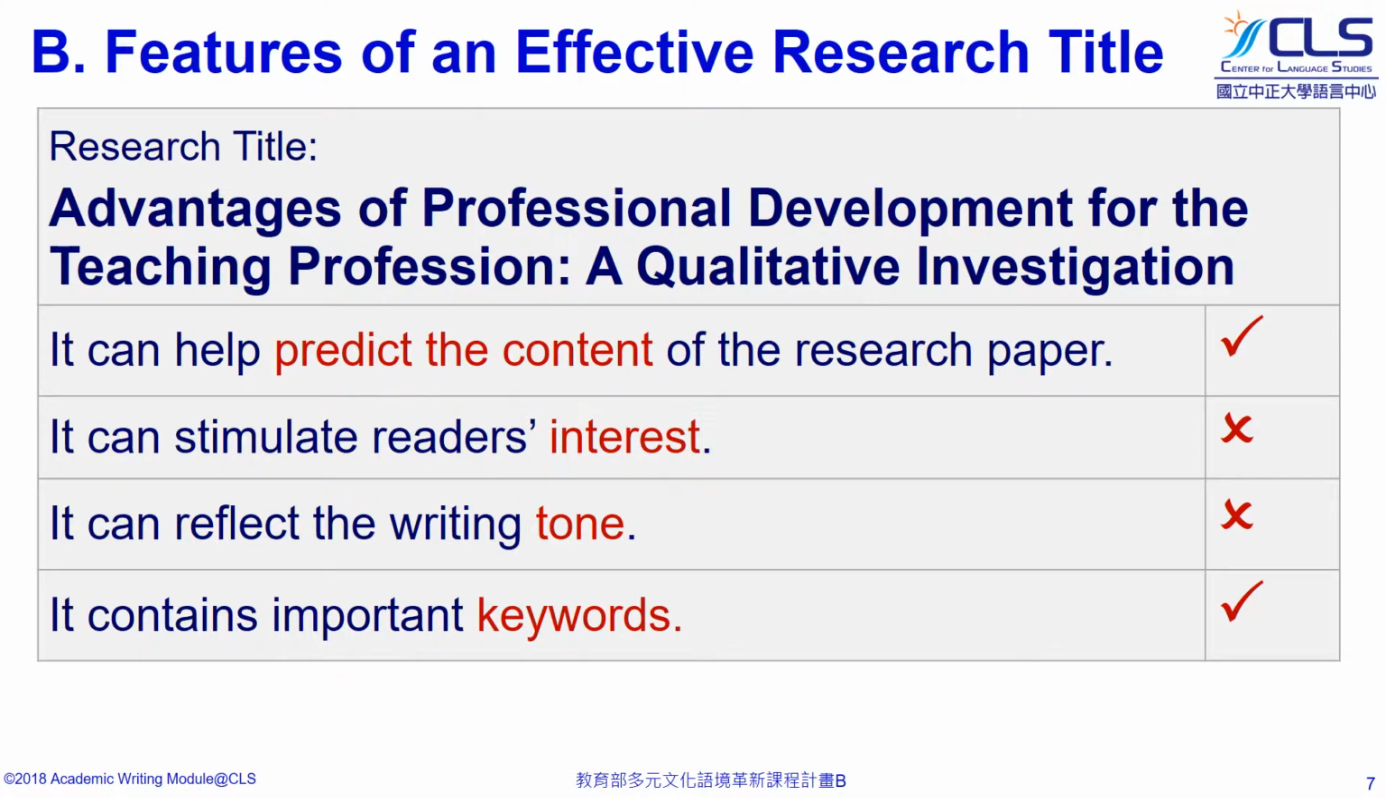Let's take a research title as an example. This title, Advantages of Professional Development for the Teaching Profession: A Qualitative Investigation, can help the readers to predict the content, and it also contains important keywords such as professional development, teaching profession, and qualitative. But this title is not interesting and does not reflect the tone.